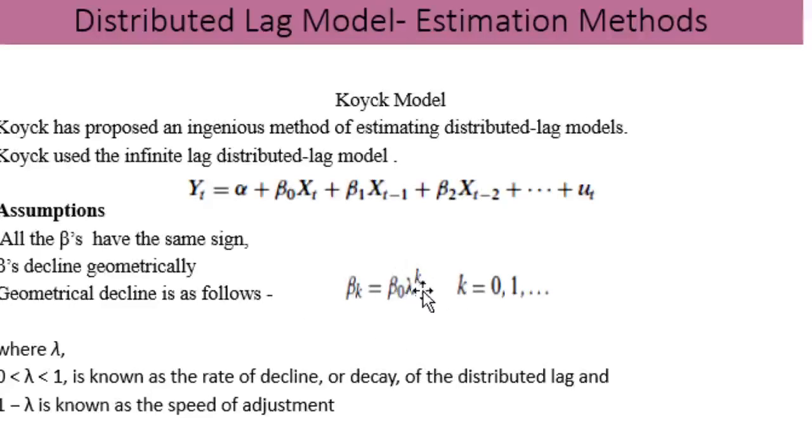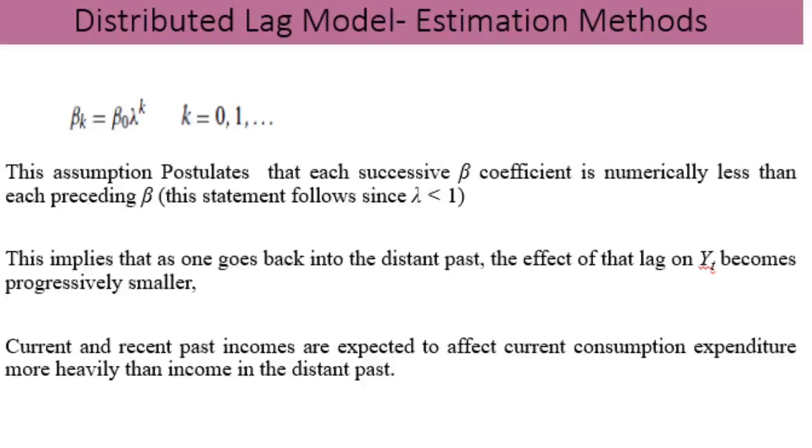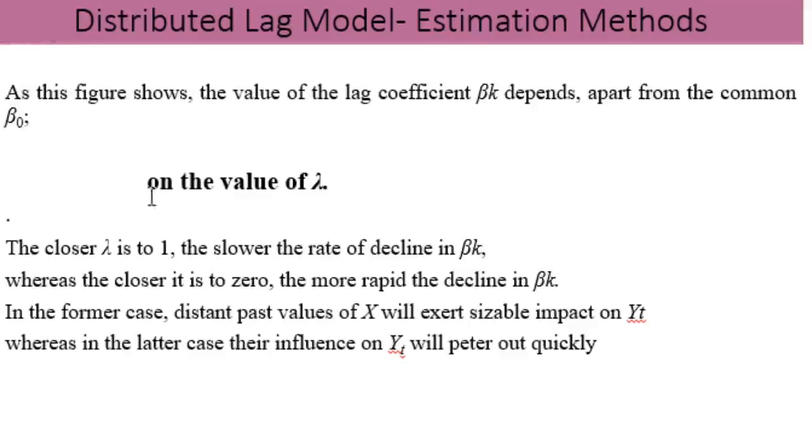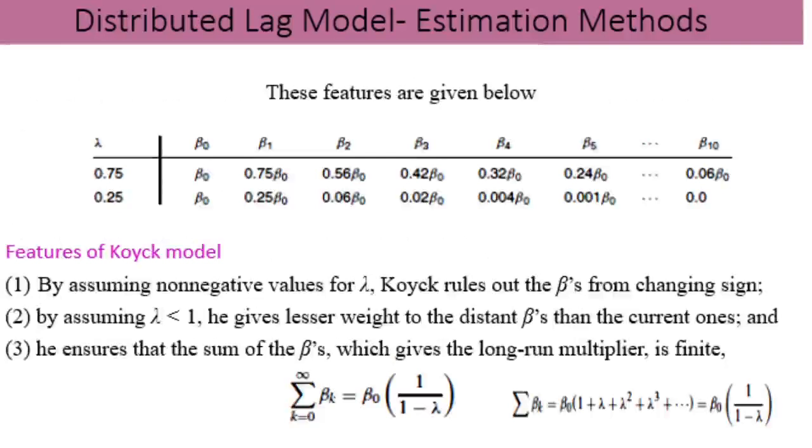We used this equation for estimating that variable, that value in the table, and here the value lies between 0 to 1. This means that the distant past values have lesser impact on the yt, or the recent values have higher impact on the yt. This geometrical decline is given here, and the closer the lambda is to 1, the slower the rate of decline, whereas the closer it is to 0, the more rapid the decline in beta. And here the calculation of the lagged values for various lambda is given.